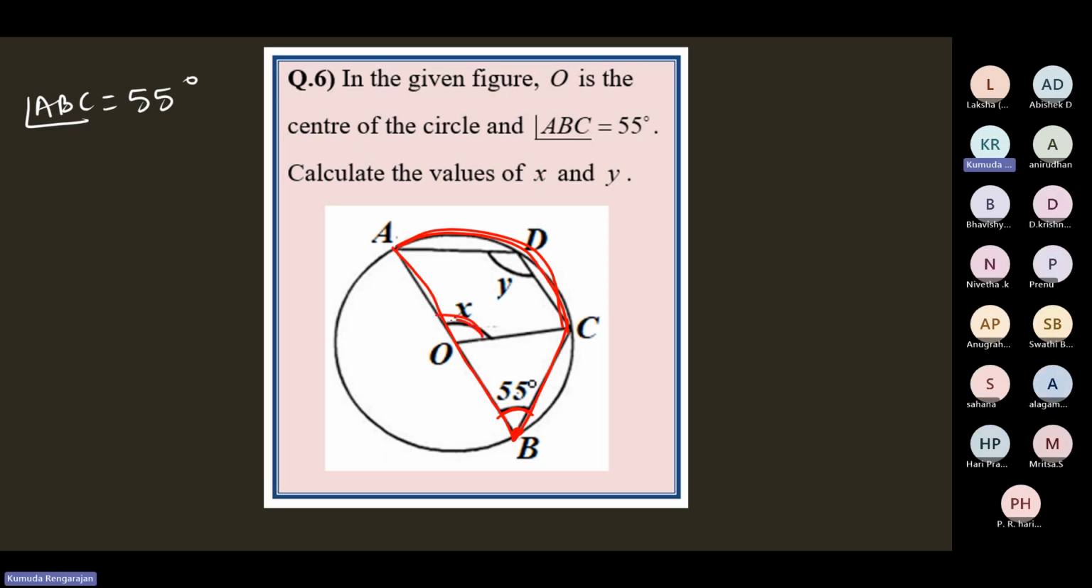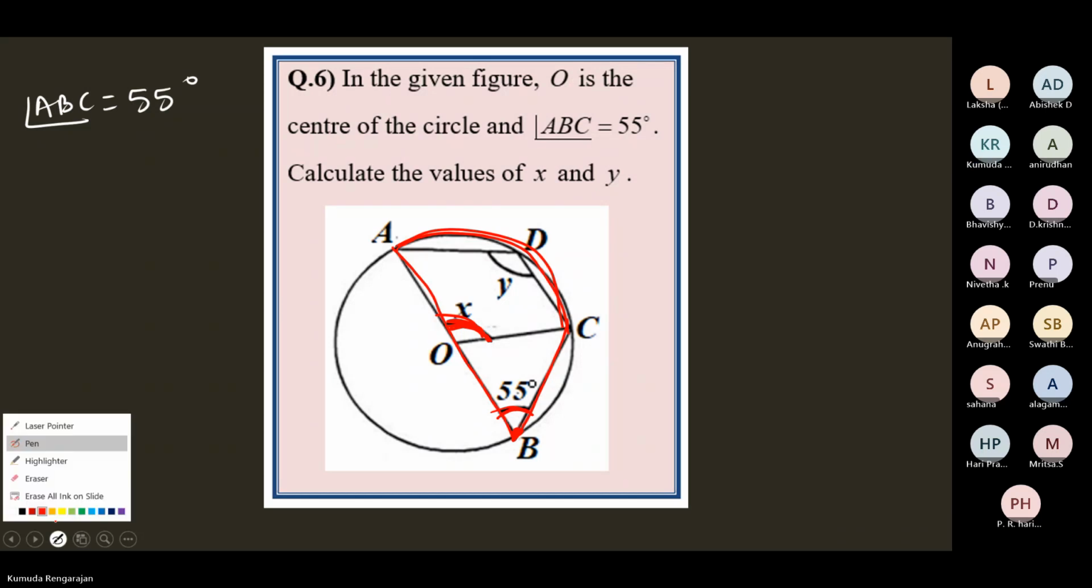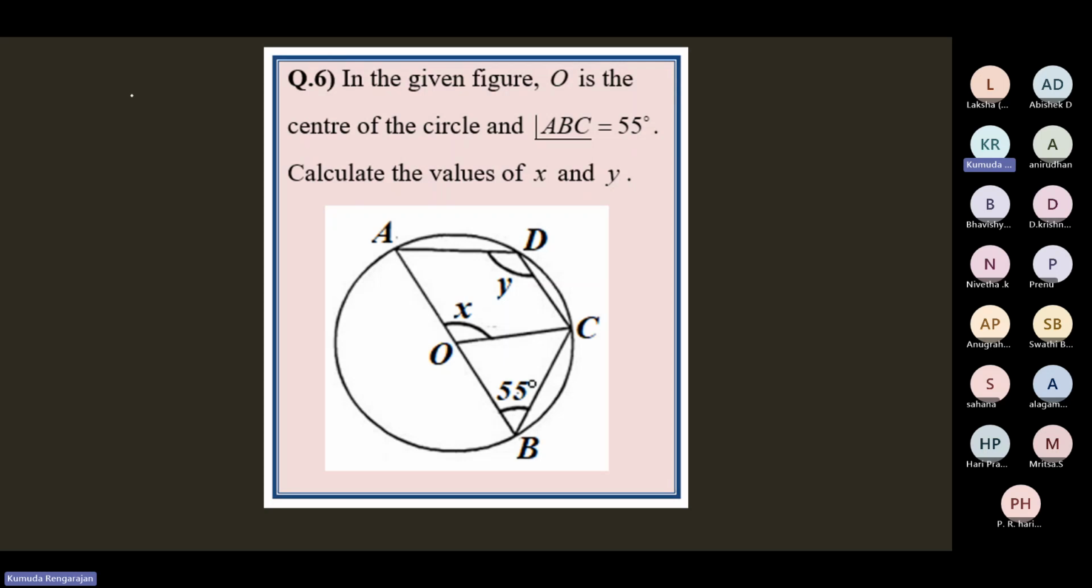Now, how do you name this angle? AOC. When you know the measure of an angle, try to name the angle. Then we get an idea. So since we know an angle here in the figure is 55 degrees, we try to name it. It's called ABC.